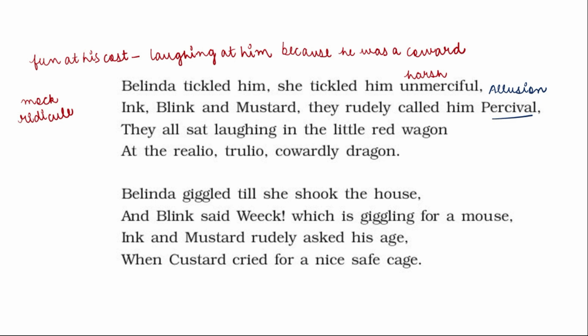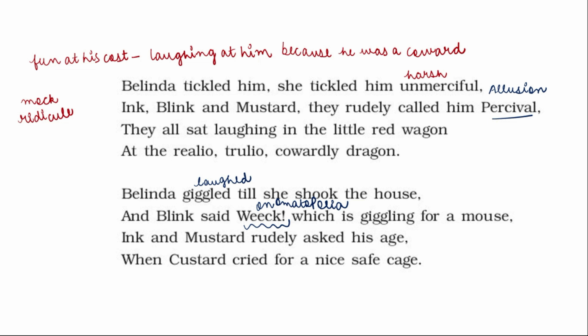"Belinda giggled till she shook the house." So she laughed till the entire house shook. "And Blink said weak, which is giggling for a mouse." So here onomatopoeia is used. Onomatopoeia means where the animal sound is used in the poem. So that is called onomatopoeia.